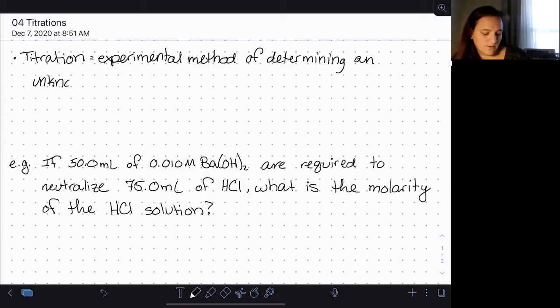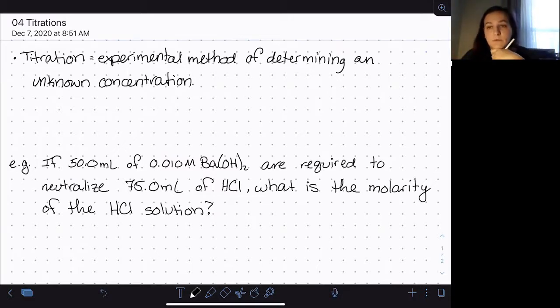And so if you want to determine the concentration of an acid or base, a titration is a really common way to do that. Since acids and bases react with one another in such a simple and predictable way of proton transfer, titrations are a great way to determine the concentration of an acid by reacting it with a base, or base by reacting it with an acid.